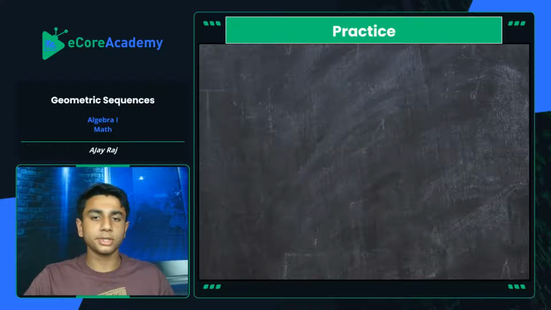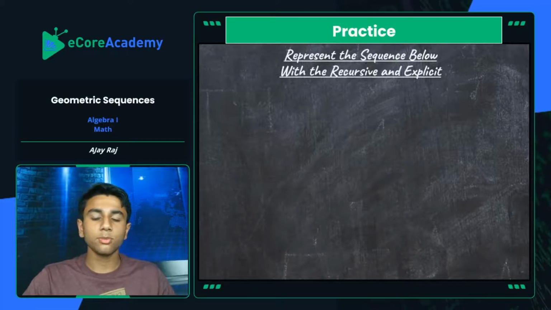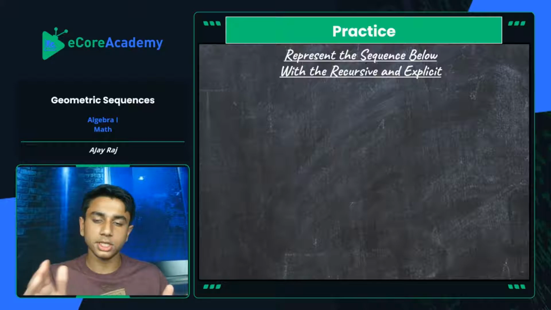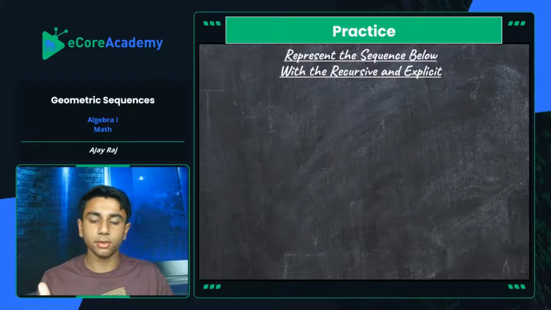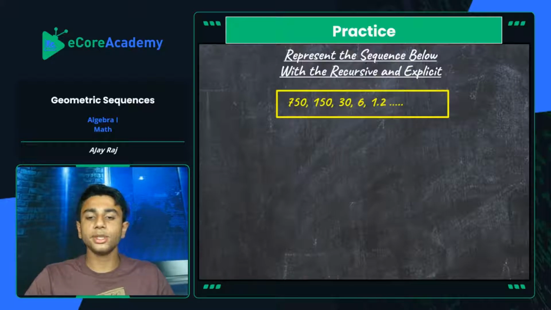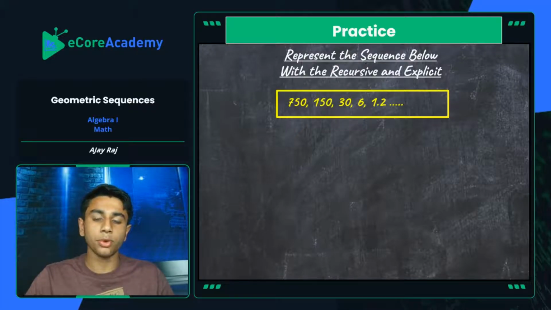So now let's take a look at some simple practice problems. Let's represent the sequence below with the recursive and explicit. So we'll take the sequence that's given, all the information will be provided, and we'll try and write it in a recursive format and also an explicit format. So we have this sequence here: 750, 150, 30, 6, and also 1.2.